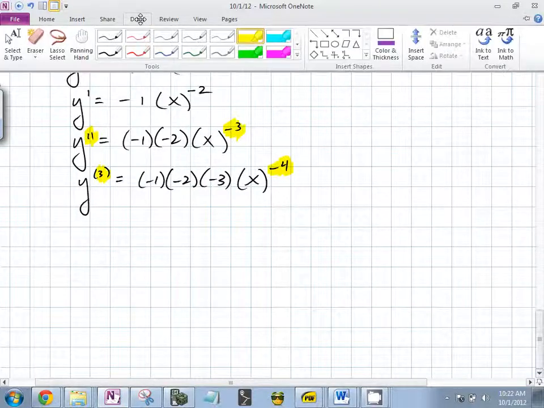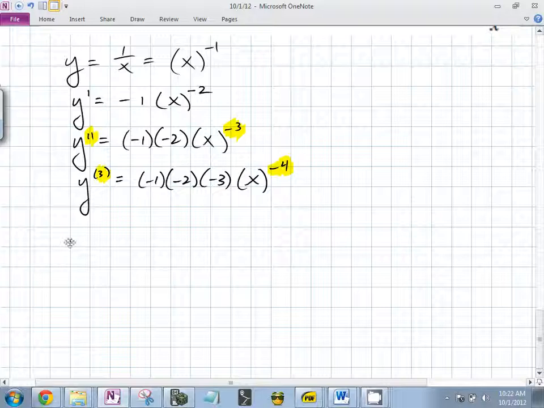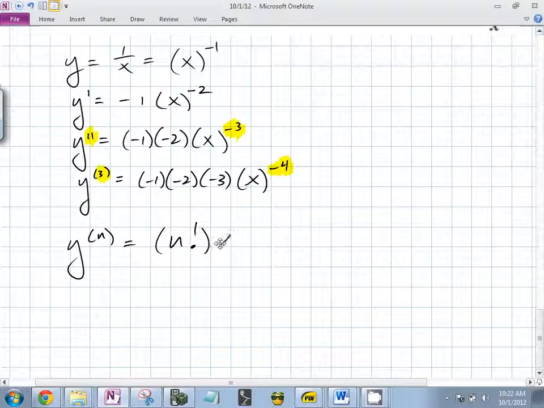So here's what you then try to do. What is the nth derivative? n factorial, I agree, times x to the what power? Negative n plus 1. There's one thing that we haven't accounted for yet.